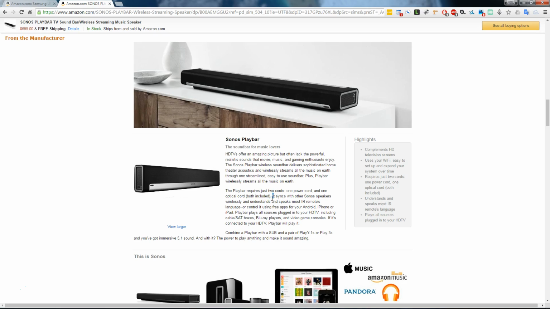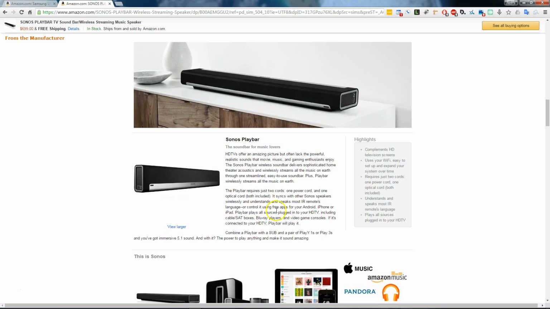And it's just wonderful to see someone do it in such a timely manner. It syncs with other Sonos speakers wirelessly and understands and speaks most IR remote language, or control it for free apps on your smartphone. So immediately it's providing solutions to possible problems you may have. Really well done, well written product description.